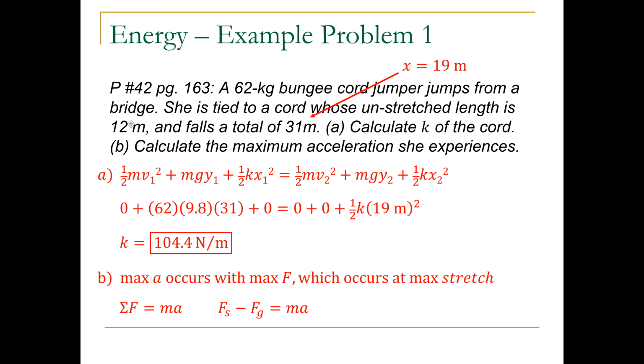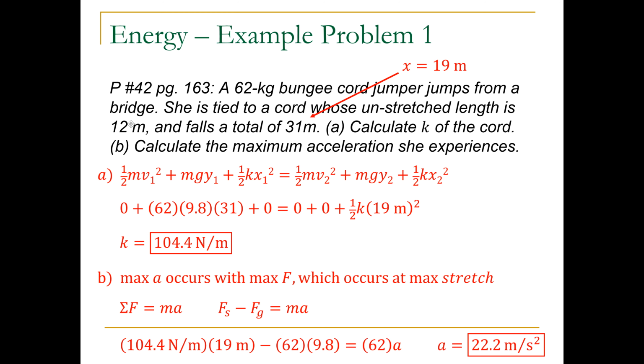All right, so we have Newton's second law. Our net force equals mass times acceleration. At that bottom point, there are two forces acting on our bungee jumper. There's our bungee cord pulling our bungee jumper up, and gravity pulling our bungee jumper down. We can set that equal to mass times acceleration. I know the spring constant and the stretch. I know mass and the acceleration due to gravity, and so I can use that to solve for a, and we get our acceleration is 22.2 meters per second squared.